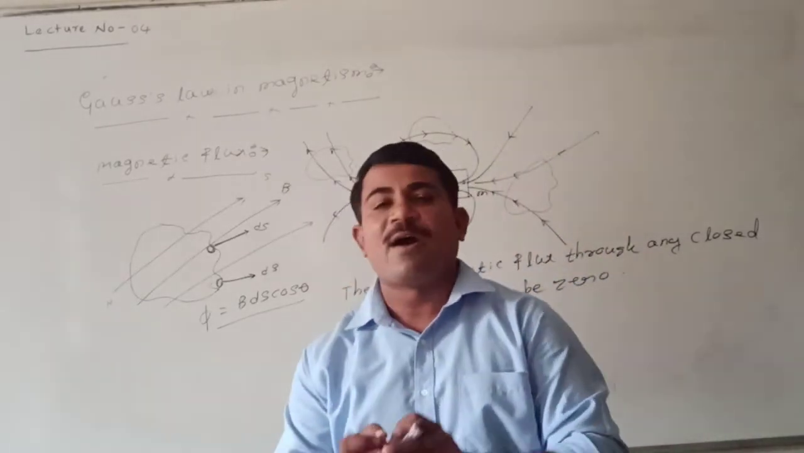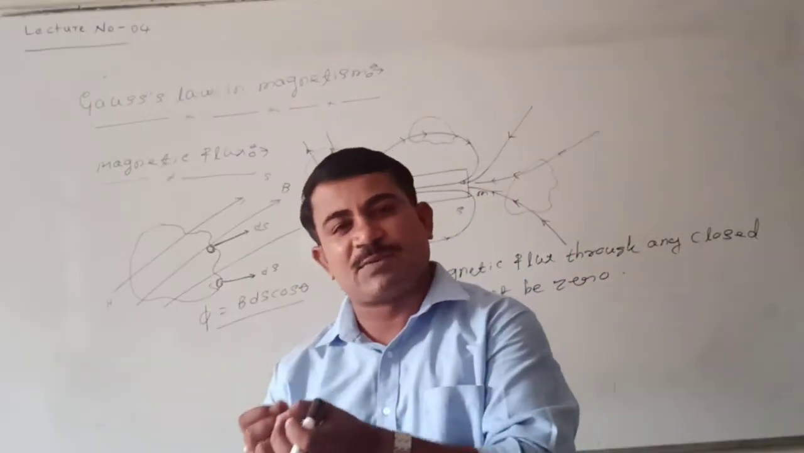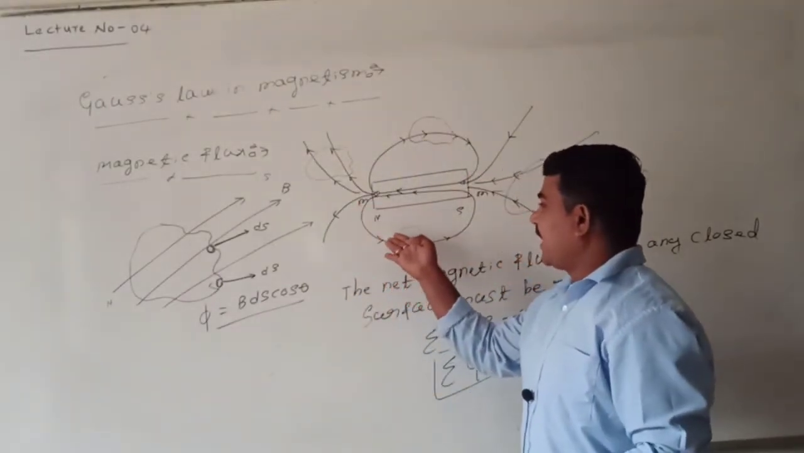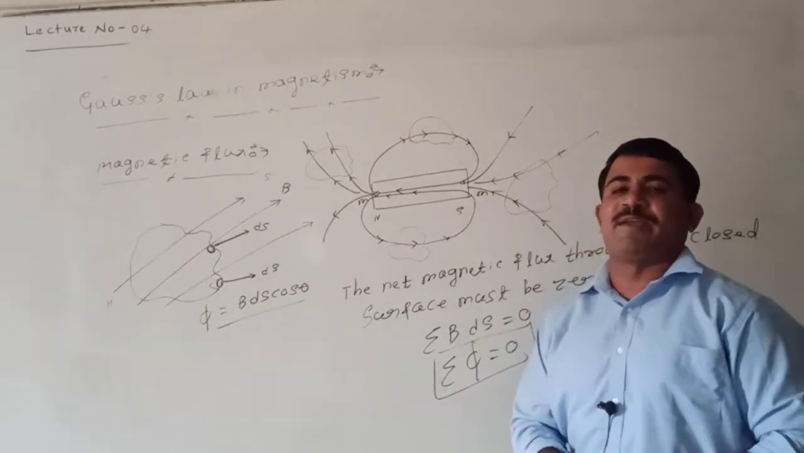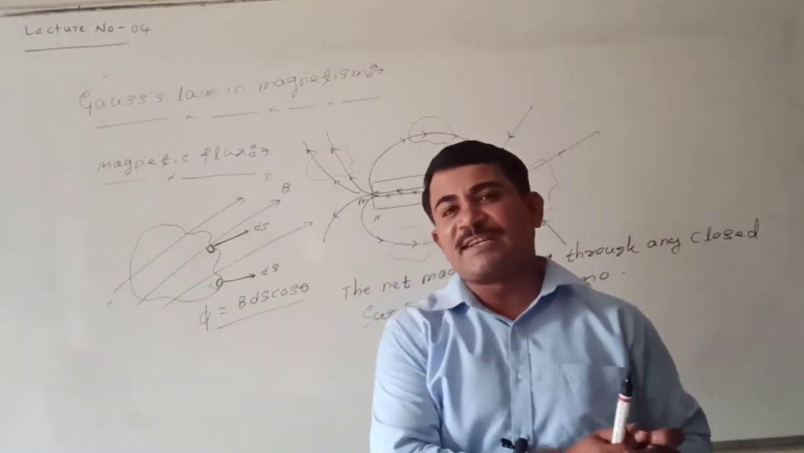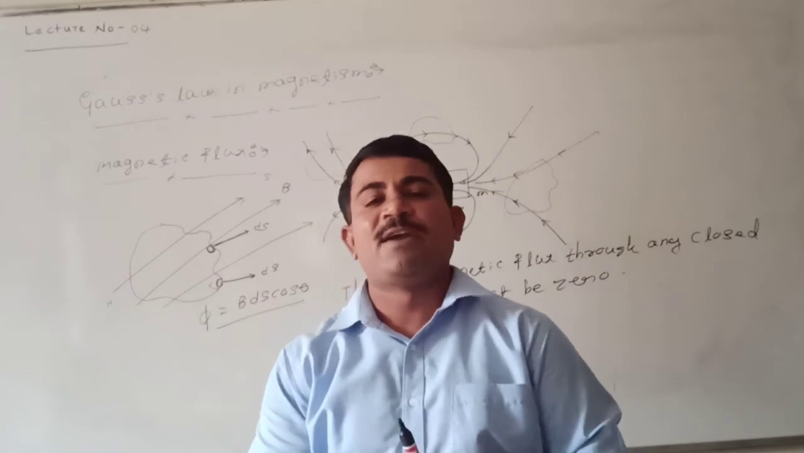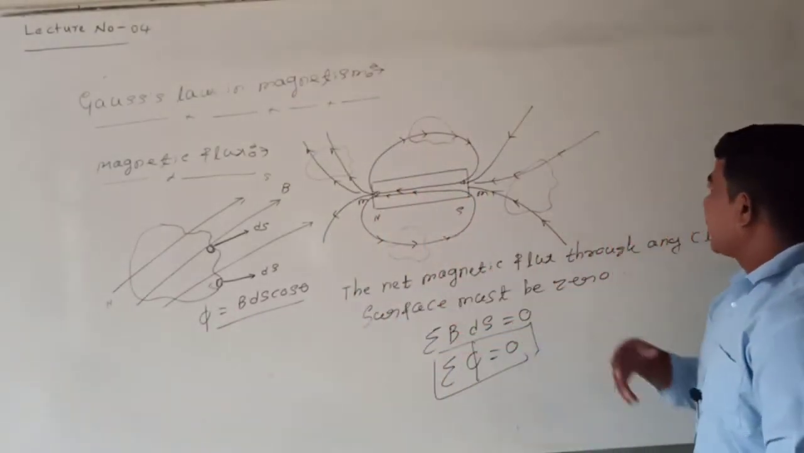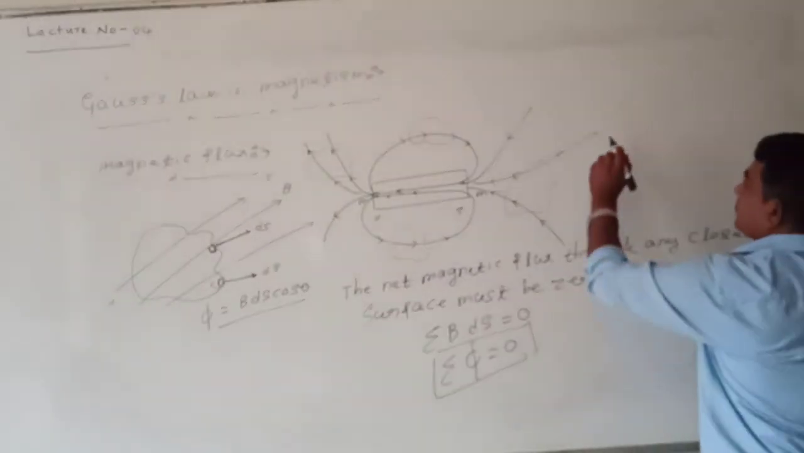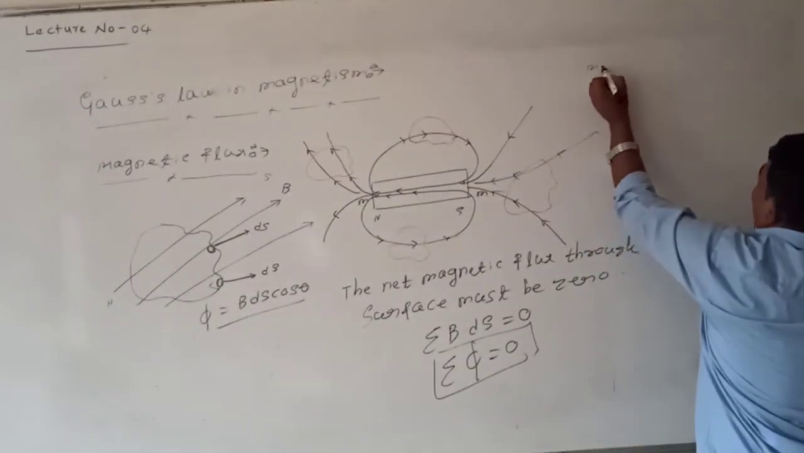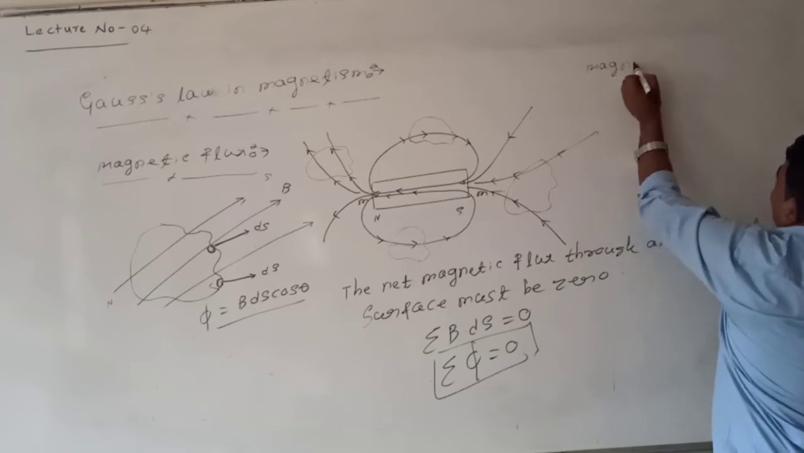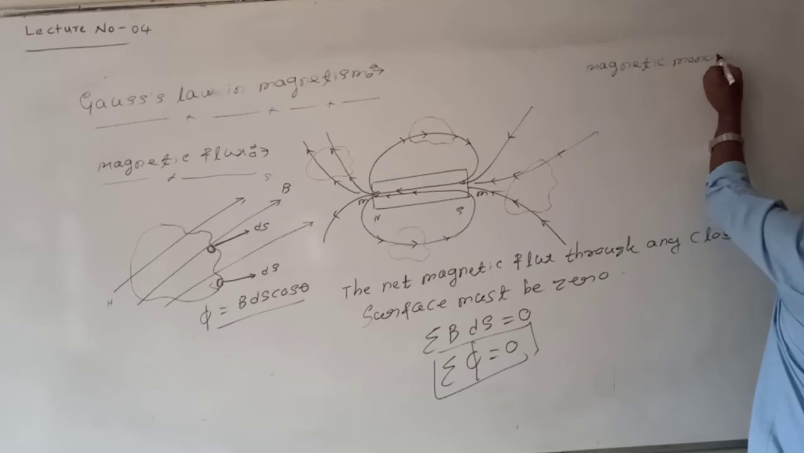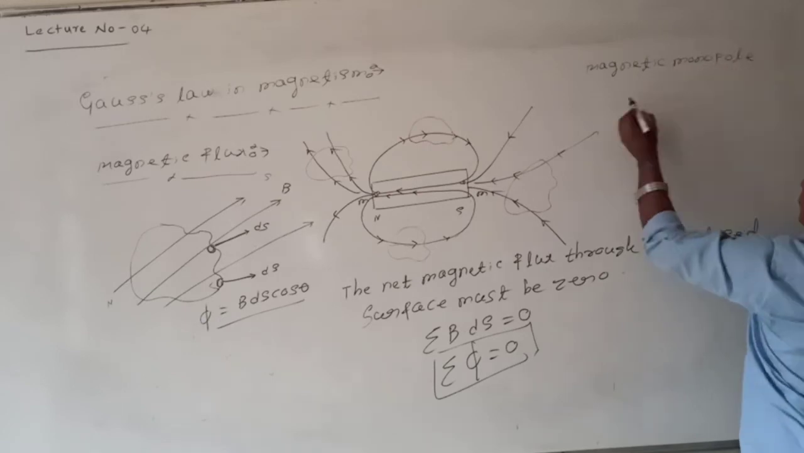Wherever there is a magnet or a bar magnet, there must be a north pole and a south pole, so that magnetic field lines enter and magnetic field lines leave. Simply, the physical significance of Gauss law in magnetism is that a magnetic monopole does not exist. This Gauss law in magnetism indicates that a magnetic monopole doesn't exist.